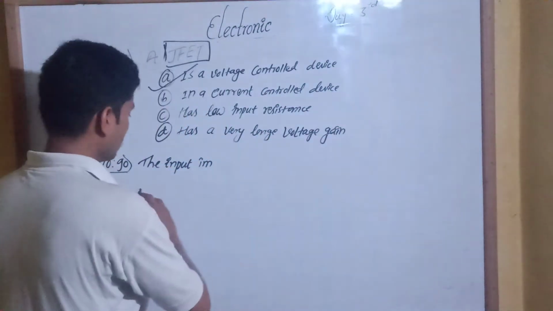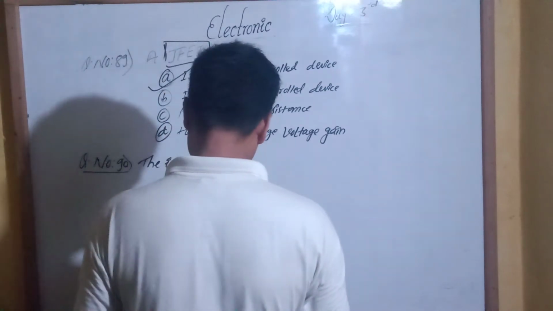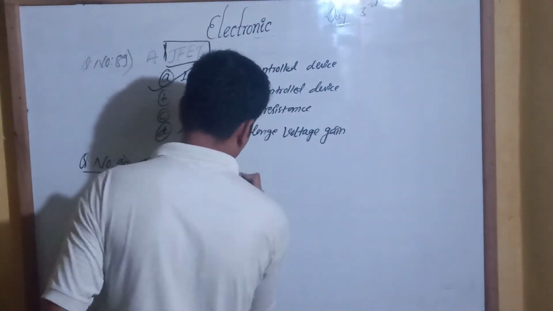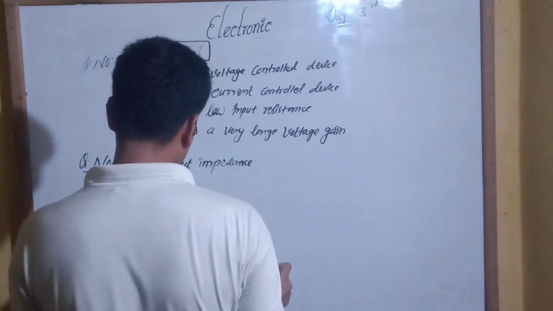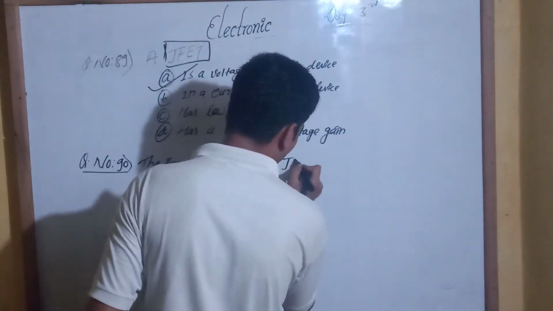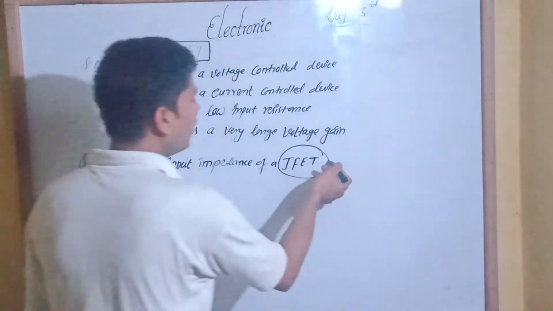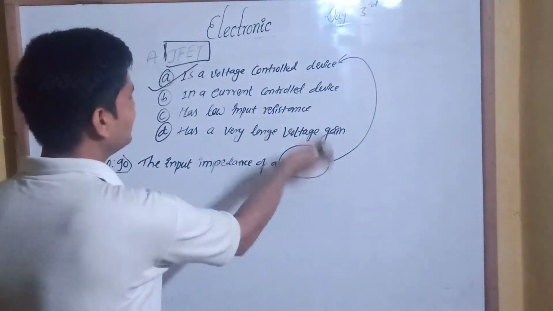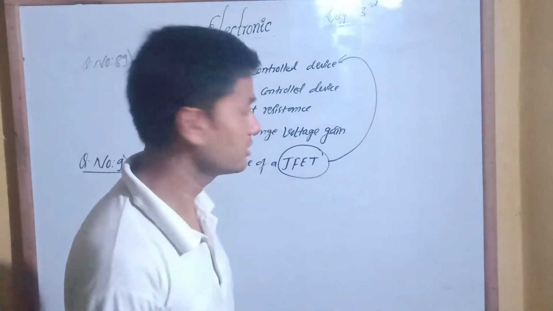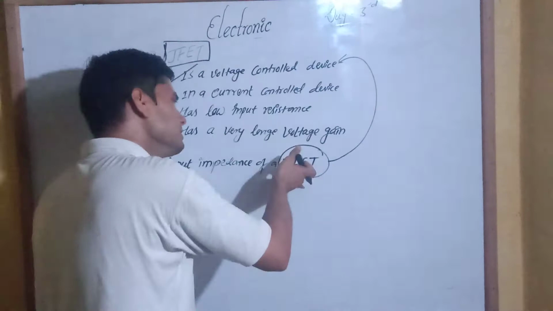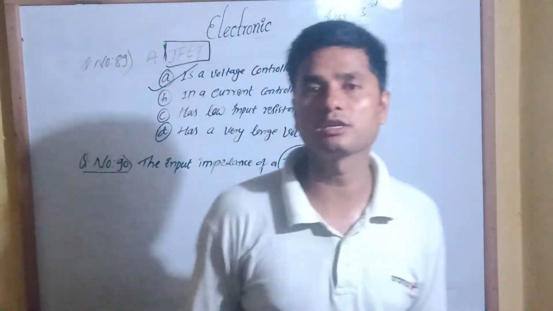Once again. Okay, the input impedance of a JFET. What do you mean by JFET? If you don't know, don't worry, only look at this question and answer. A JFET is one kind of device. This device controls the voltage passing through the given circuit. That's it, finished.